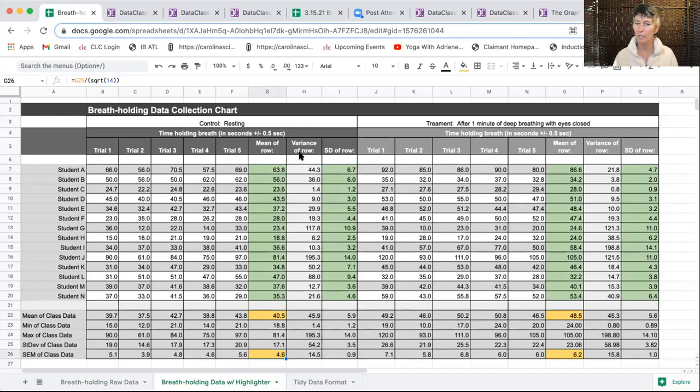Again, standard deviation when we're looking at a set of measurements for a single sample, and standard error of the mean when we're looking at the probability of error or uncertainty of this particular mean for the entire group.